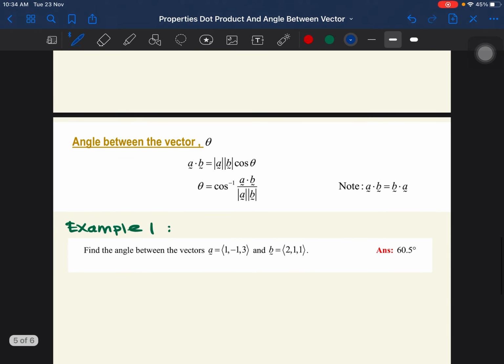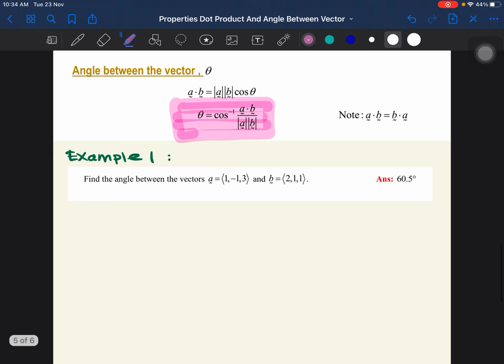So now next we are going to take a look at how to find the angle between vectors by applying the dot product. Basically, to find the angle between vectors, you can either apply the dot product or the cross product. For the first part here, we try to find the value of theta, the angle, by applying the dot product. The angle is given by cos inverse of A dot B over magnitude A multiplied by magnitude B.